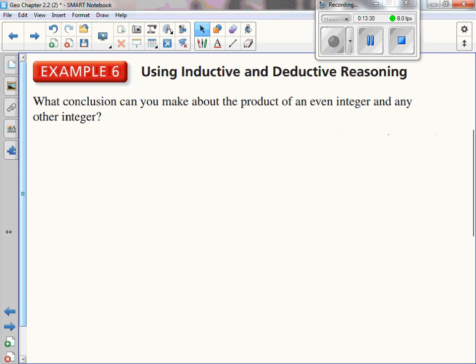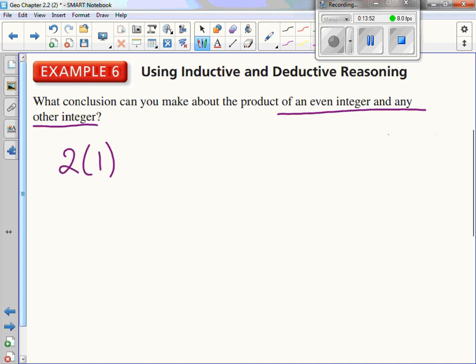So what can you conclude about the product of any two even integers? Product of an even integer and any other integer? Okay, so do we have proof of this? Y'all know a proof or a fact about the product of an even integer and any other integer? No, so let's try some stuff.